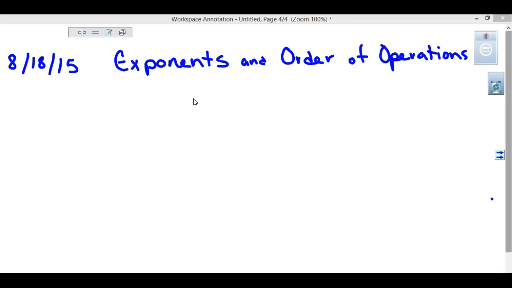Today we're talking about exponents and order of operations. When we're talking about order of operations, there are several steps. So anytime we're dealing with order of operations, we have to perform any operation inside a grouping symbol, right?